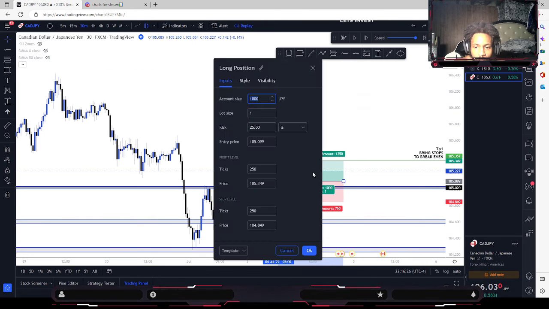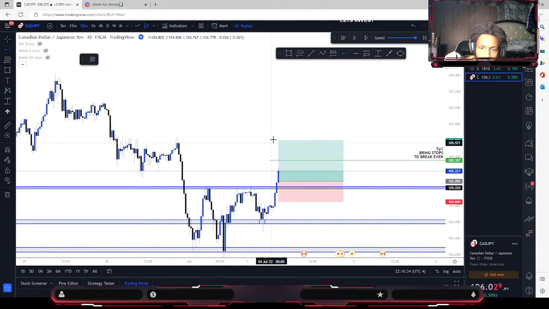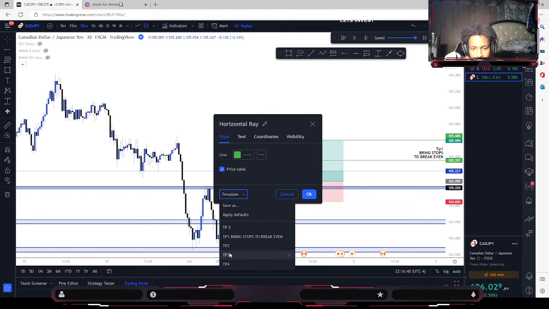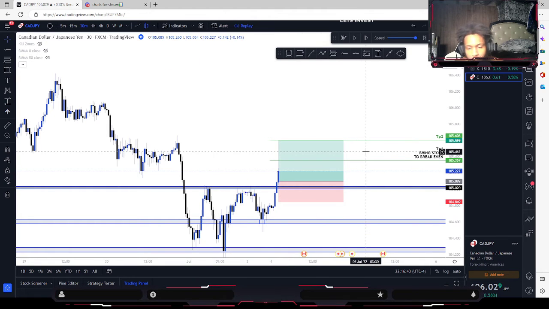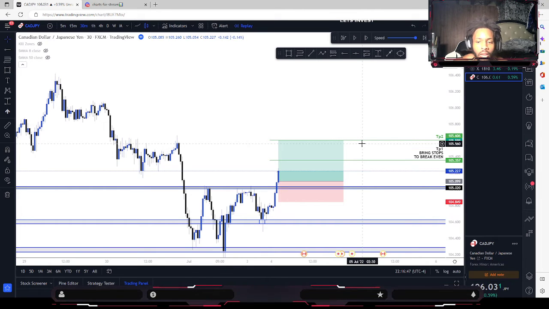Right? My TP2 is always a 1 to 2 from my entry. So my TP2 is always 50 pips from my entry. Right? Now this will be my TP2. And at this level, this is where I tend to take my partials. I'll close 50% at TP2.